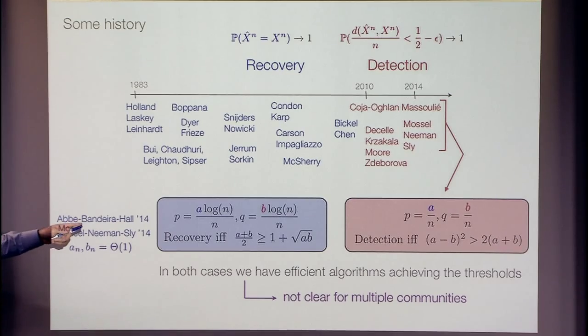What's interesting is that it's not clear at all what happens for multiple communities. In fact, for detection, it's conjectured that starting when you have 5 communities or more, you no longer can achieve the threshold, which is information theoretic. We don't know what the threshold is, but with numerical experiments, people have conjectured that there's a gap between what you can do information theoretically and efficiently. And for recovery, there's no explicit conjecture made in our papers. So I'll address this question today.